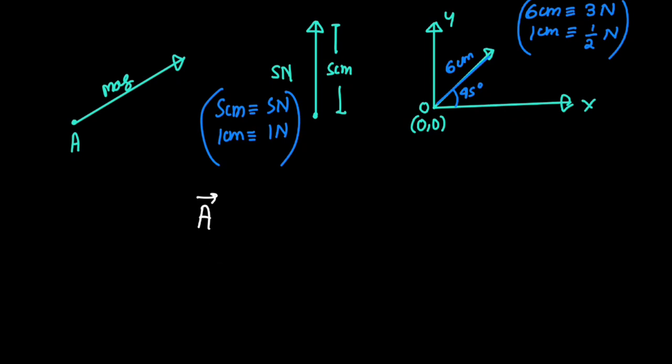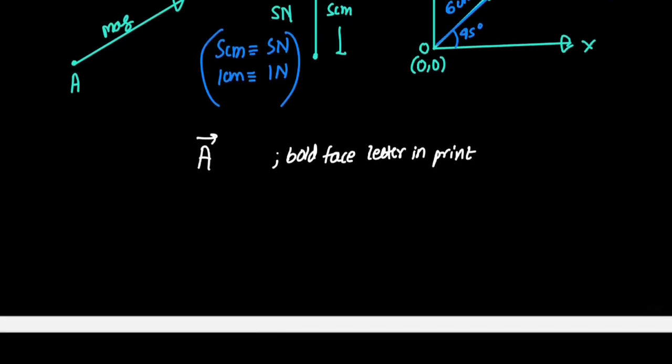In order to specify that A is a vector, we put this particular arrow sign on top of A. In some books they use this particular convention, but in some books they use boldface letters. So they use boldface letters in print. This is also an accepted convention, that in print you can use boldface letters to represent a vector. Now there are two conventions over here.